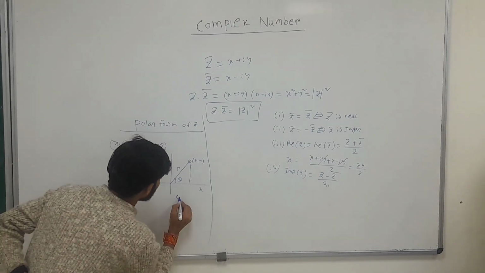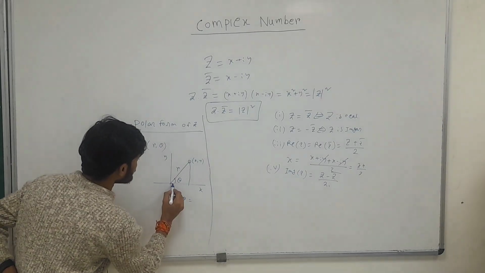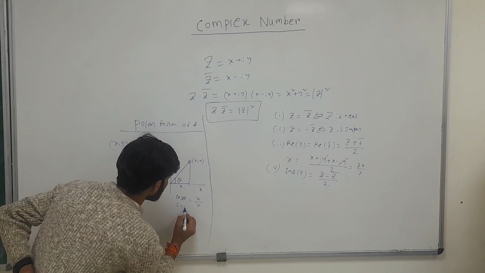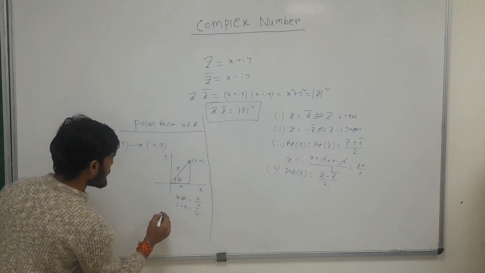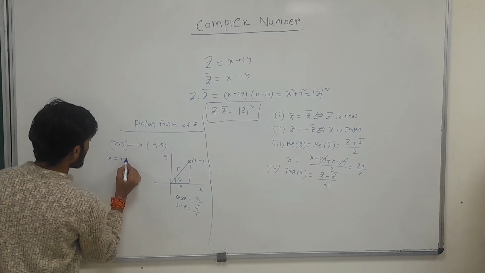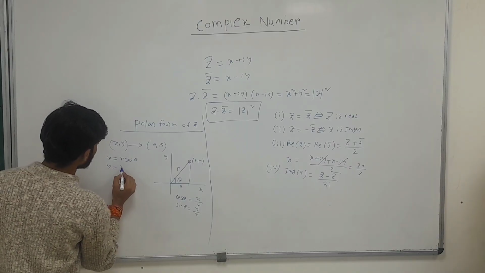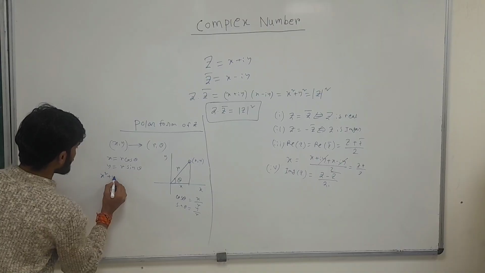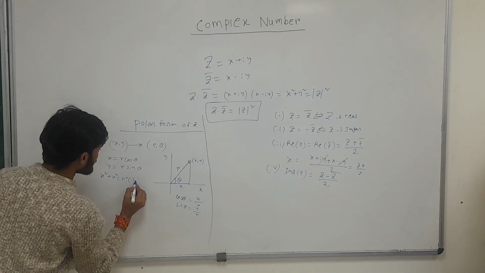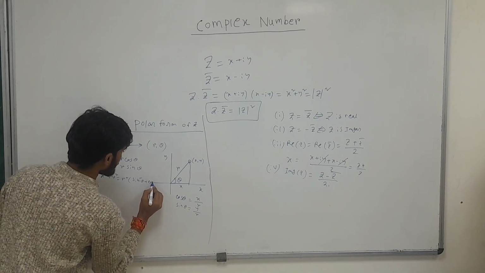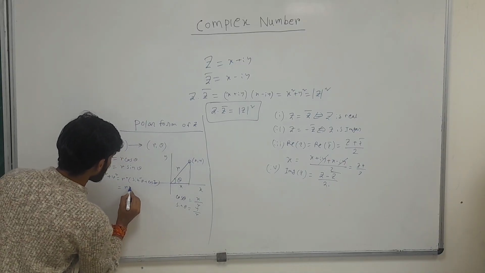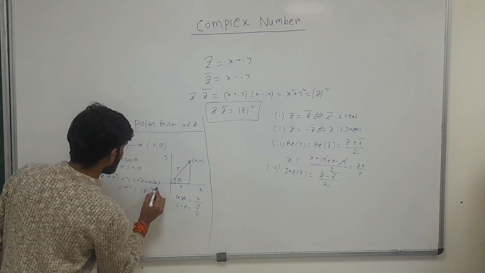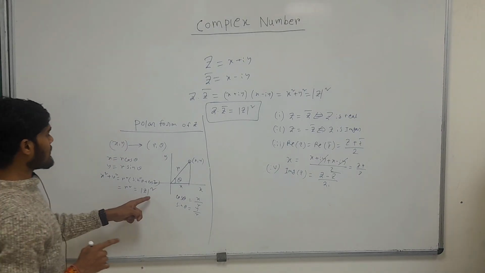So what will be cos theta? Cos theta is equal to x by r, and sin theta is y by r. So you get x is equal to r cos theta and y is equal to r sin theta. And you can easily solve: x square plus y square is equal to r square into (sin square theta plus cos square theta), which is equal to r square. This r is called the modulus of the complex number. So you can write this as mod z square: x square plus y square is equal to mod z square.